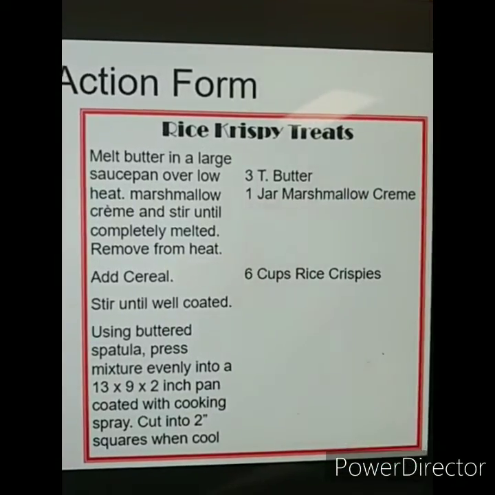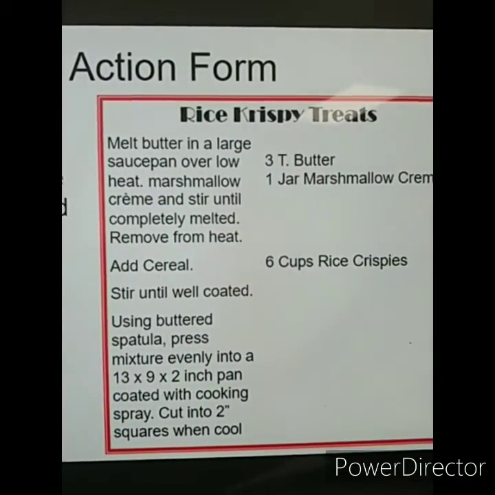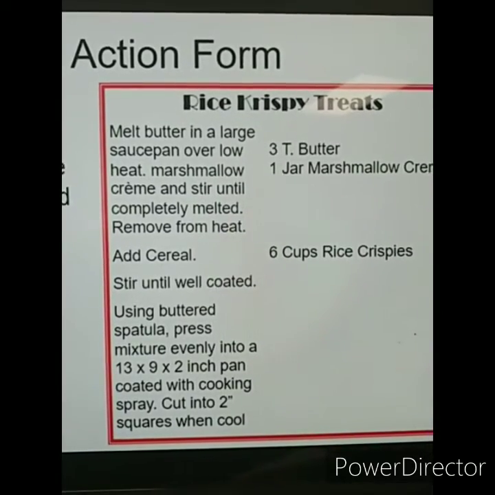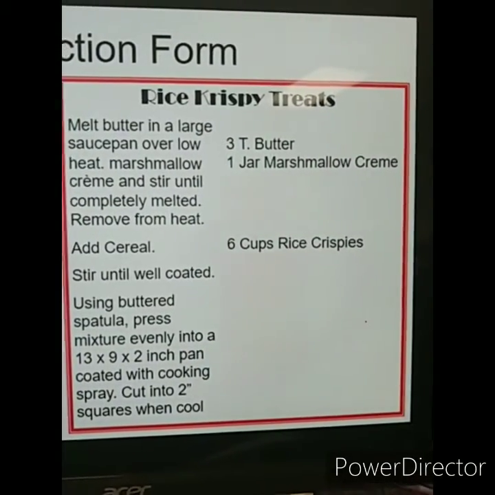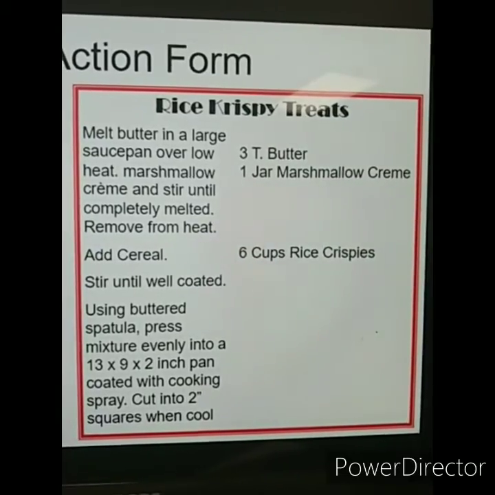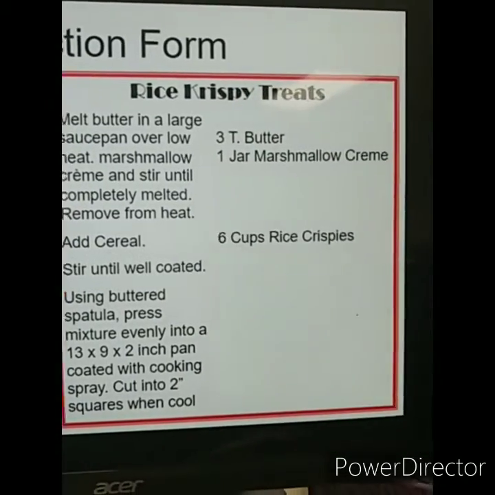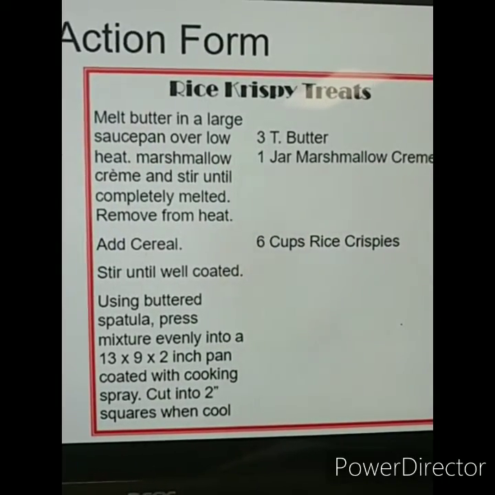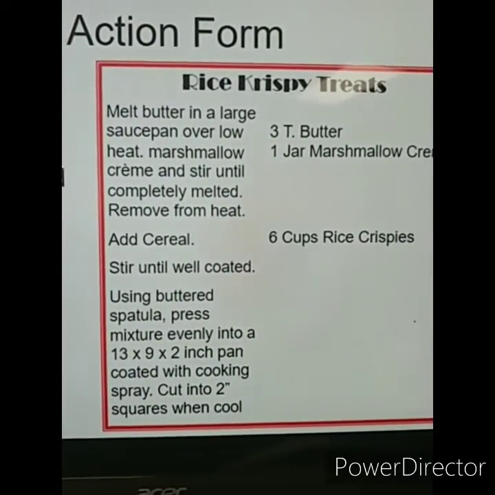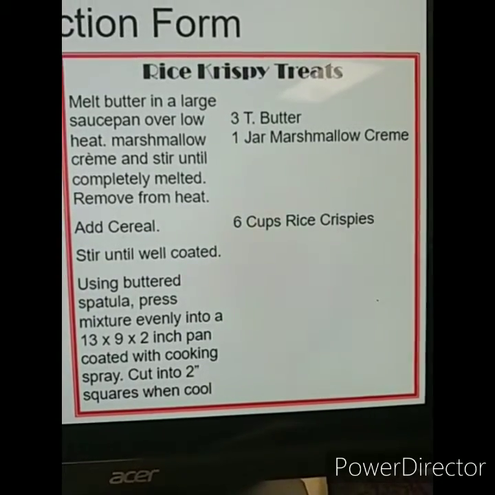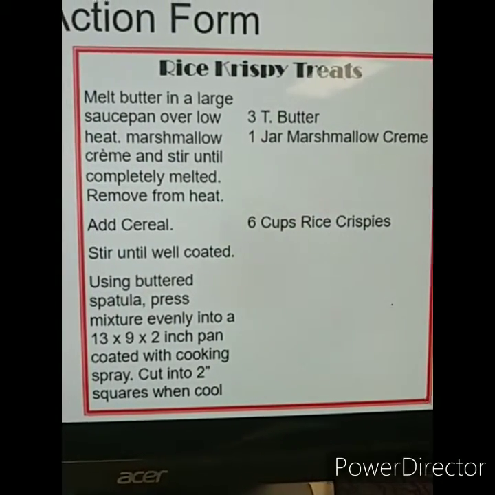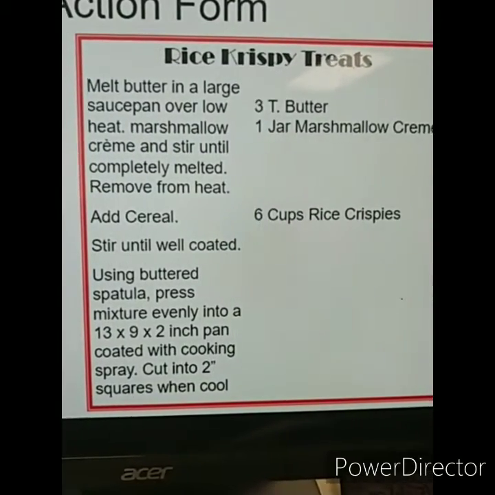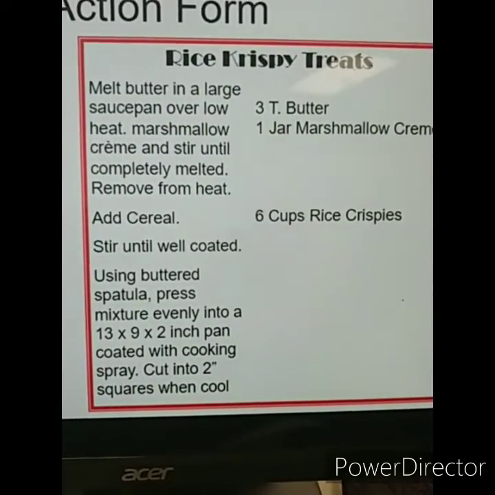Here's the same Rice Krispie Treats, but this time it says, melt butter in a large saucepan over low heat, marshmallow cream, stir until completely removed from the heat. Then it says 3 tablespoons of butter in 1 jar of marshmallow cream. Add cereal. Then it says how much. And sometimes when the actions are going, it even says it in the actual sentences itself. Now this can be very difficult to follow because sometimes you don't see the pan you're supposed to use or the ingredients you're supposed to use until you're well into the recipe.